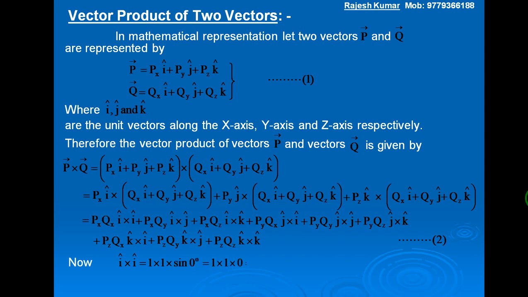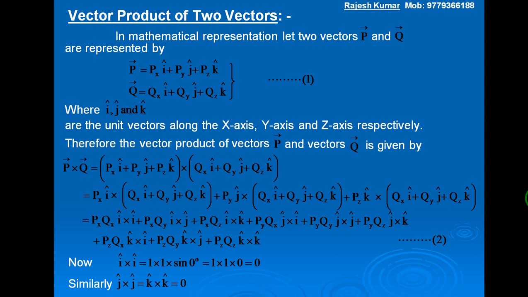Now i cap cross i cap is equal to 1 into 1 into sine 0, as the magnitude of i cap is 1 and the angle between i cap and i cap is 0. So this becomes equal to 1 into 1 into 0, which is 0. Similarly, j cap cross j cap is equal to k cap cross k cap is equal to 0.